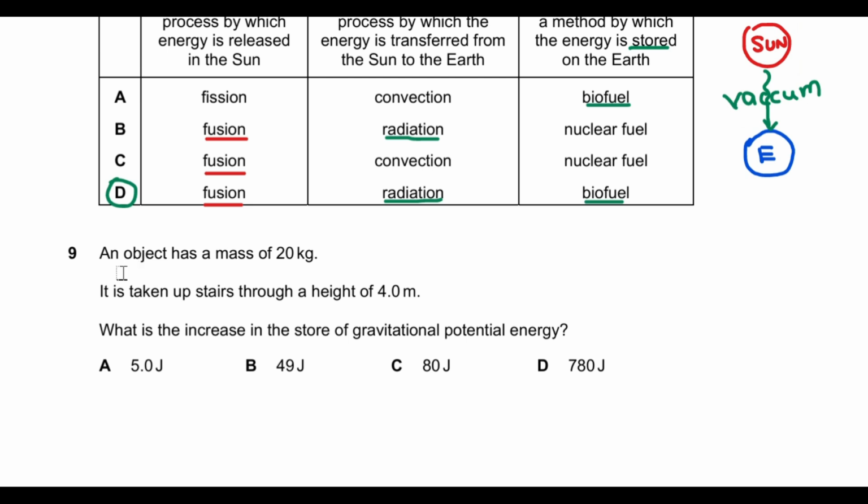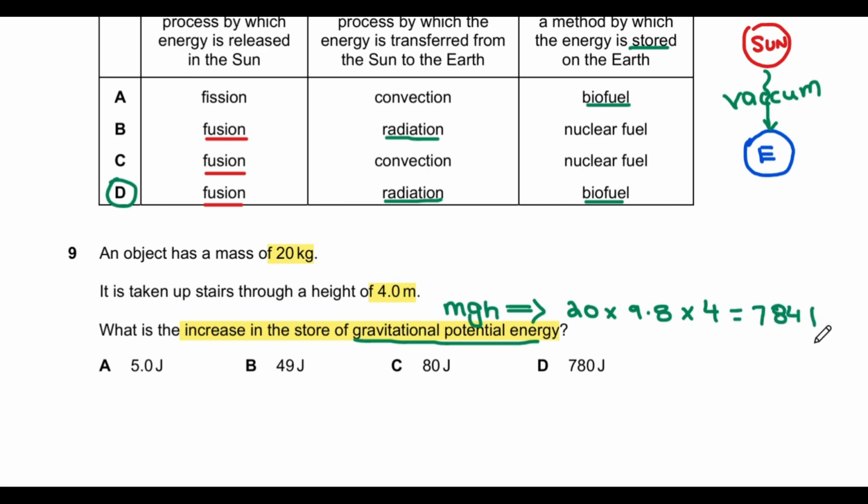Question number 9 says an object has the mass of 20 kg. It is taken up to stairs at height 4 meter. What is the increase in the gravitational potential energy? Gravitational potential energy can be calculated by the formula mgh. M is mass and h is height. So mass of the object is 20 kilogram. Gravitational acceleration is 9.8 near the earth and height is 4 meter. So multiplying these together, I'll get the value 784 joules, and when I round it off, it would be 780 joules. So D is the correct option.